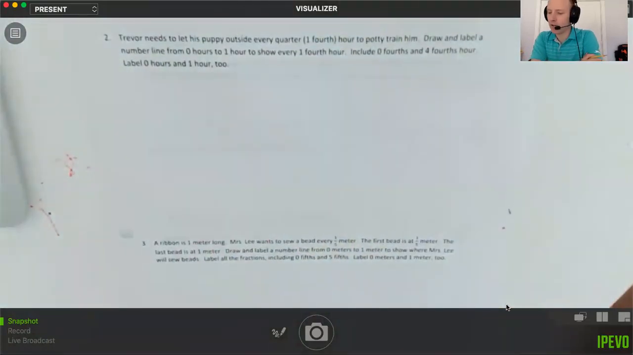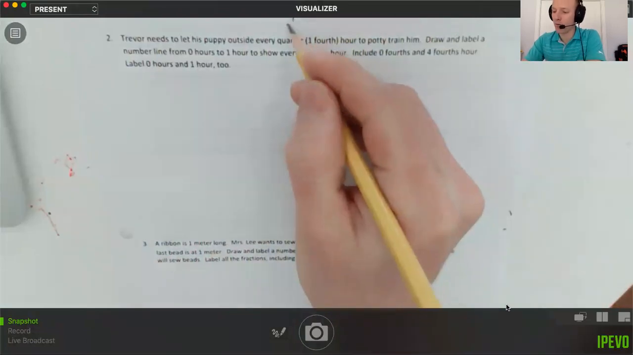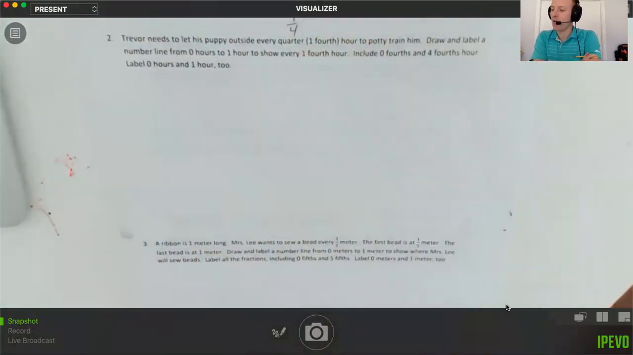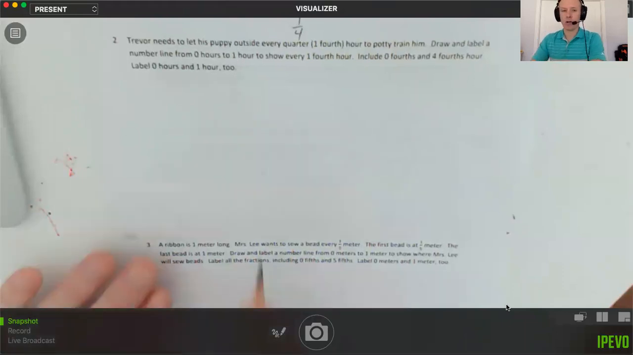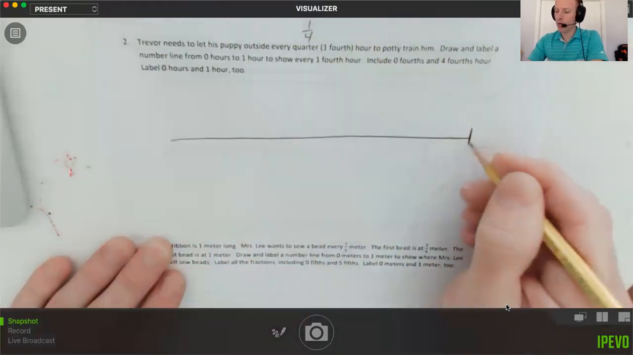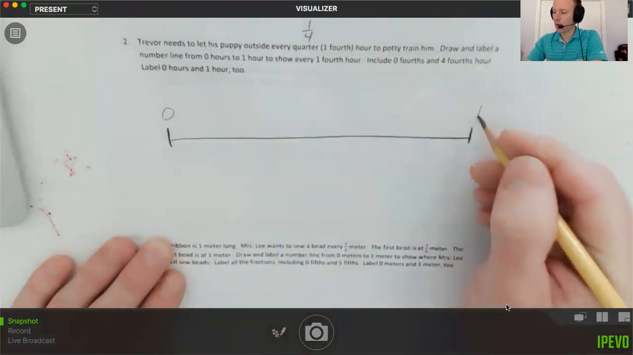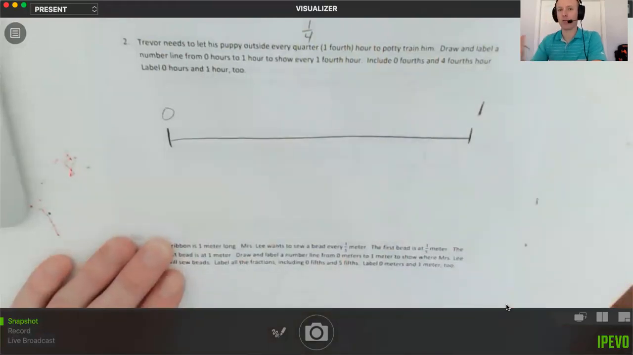All right, Trevor needs to let his puppy outside every quarter hour. 1/4 is the same as a quarter, is what they're saying there. To potty train him. Draw and label the number line from 0 to 1 hours and show every 4th hour. Include 0/4 and 4/4 hour. So we're going to draw a number line with endpoints 0 and 1. I'm putting them up top for a reason. You'll see why in a second.